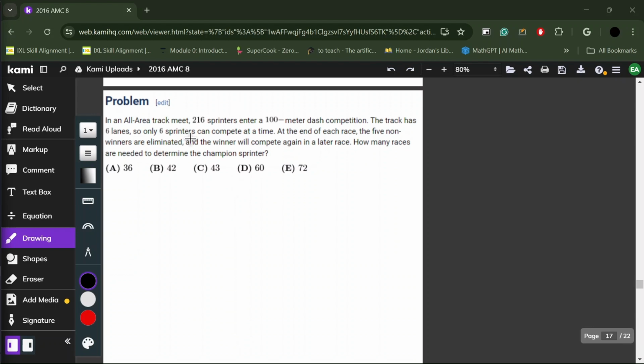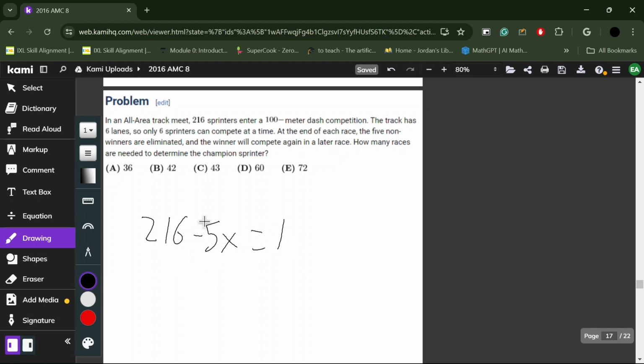Okay, so we can make an equation for this problem. 216 total sprinters. And we can subtract, since there's 5 non-winners that are going to be eliminated, we multiply that by the amount of rounds, which we can call X. And that's going to give us 1, which is going to be the champion, right? There's 1 person left over.